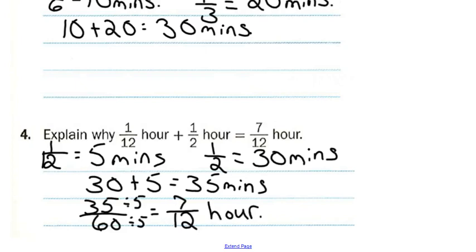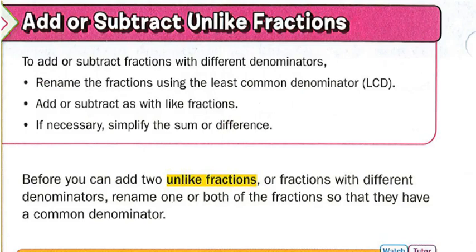So it works out. To add or subtract fractions with different denominators, the first thing you're going to want to do is rename the fractions using their least common denominator. You have to make sure those denominators match. I'll be honest, it doesn't always have to be the least, but that means you won't have to do as much reducing with your final answer. As long as they have that common denominator, you should be able to compare them accurately.